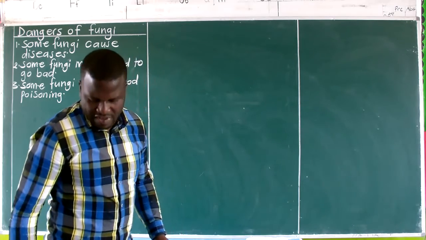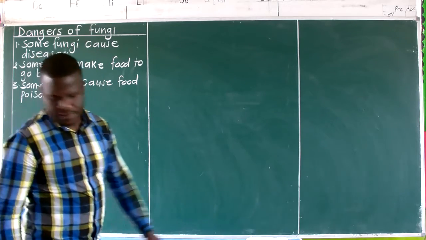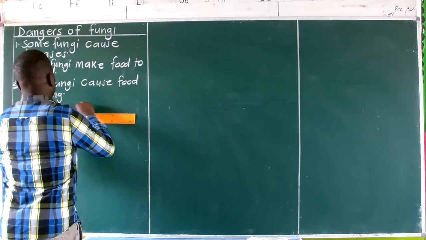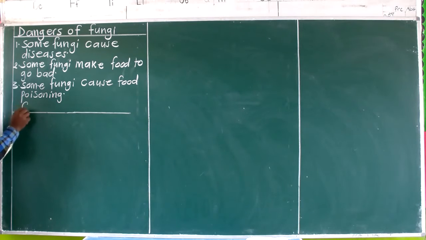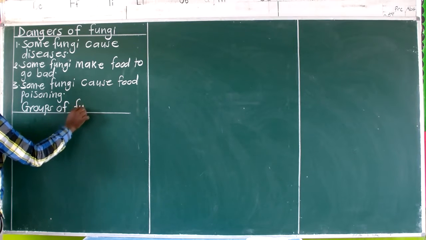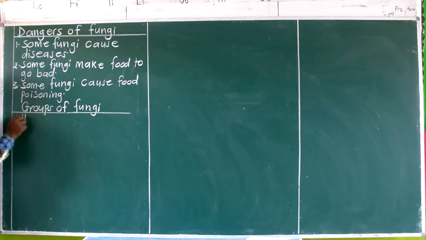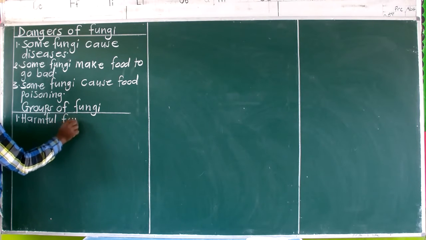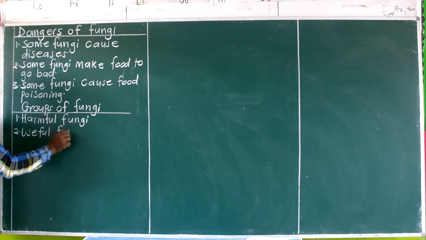Then look at groups of fungi. Number one, we have harmful fungi. Then number two, we have useful fungi.